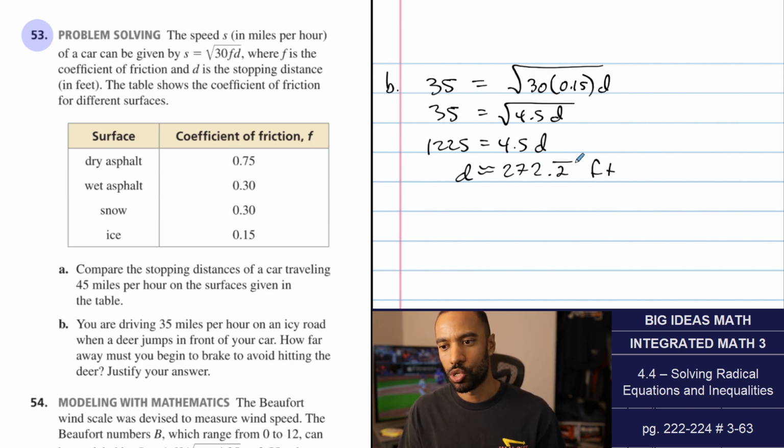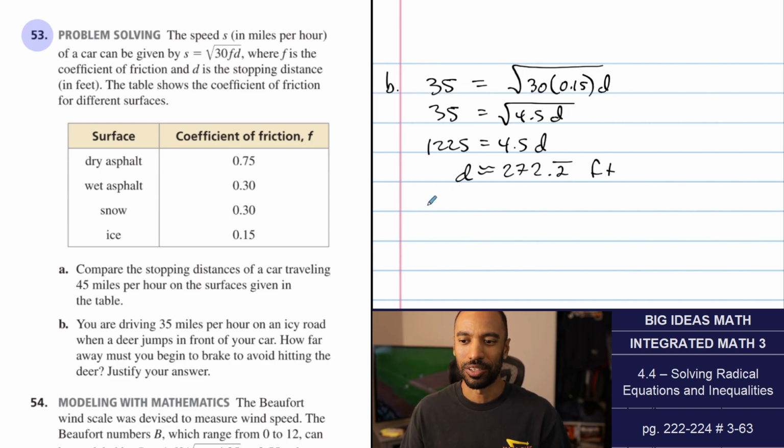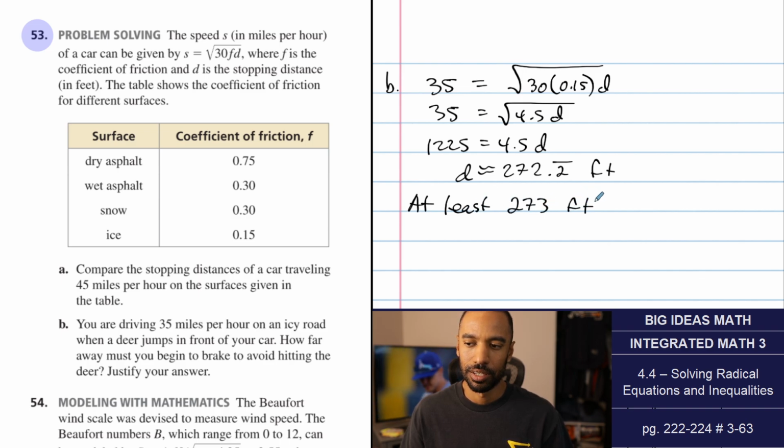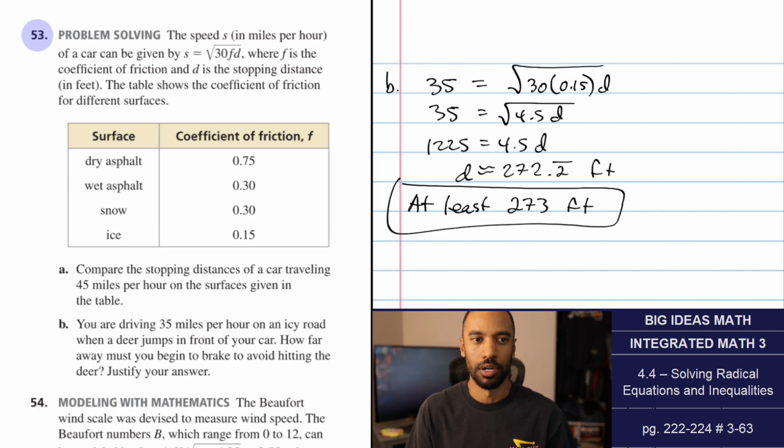So how far away must you begin to brake to avoid hitting the deer? You don't round down to 272. You're going to hit the deer. You need to be higher than this. So at least 273 feet. You want to stop before hitting the deer. That's stopping power. So at least 273 feet away. Feeling a little bit better about life with that deer.